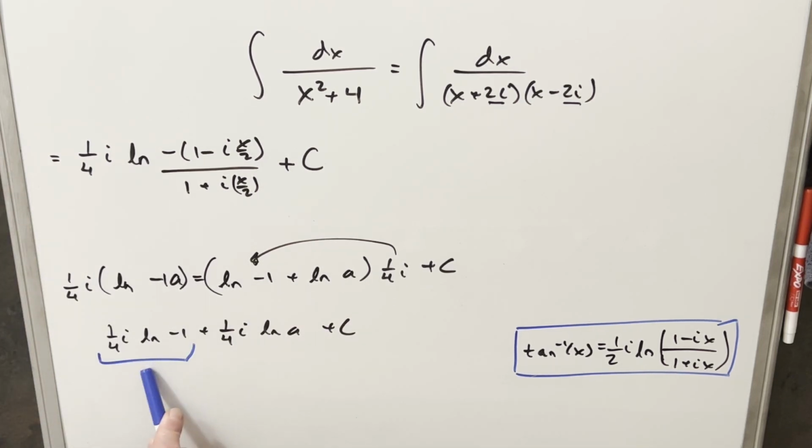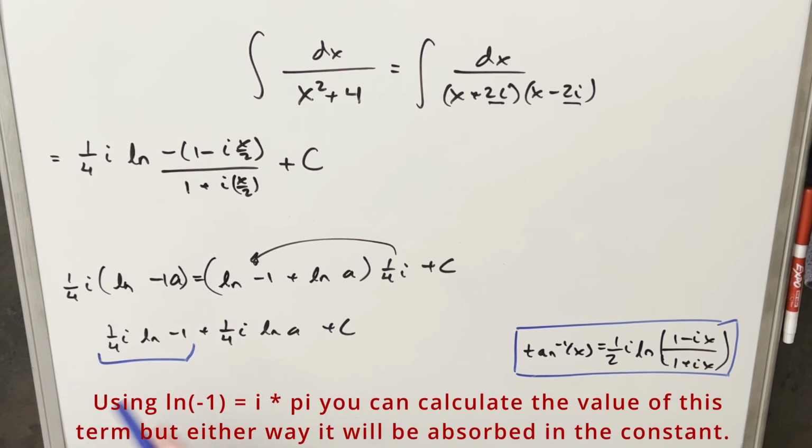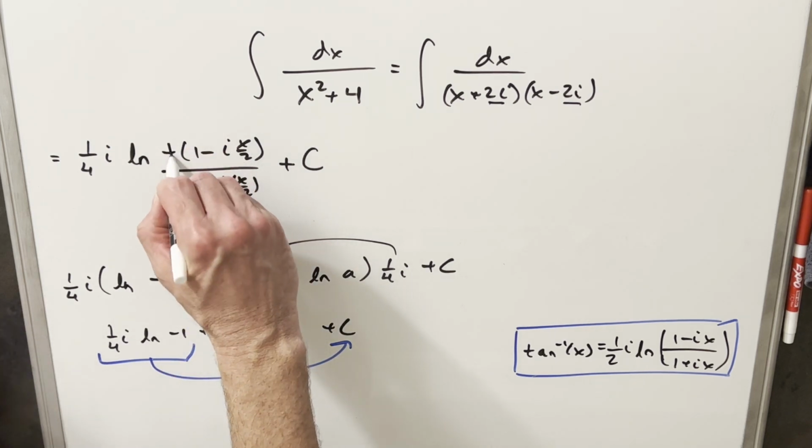But what's going to happen is this whole piece here is a constant value. There's no variable in this at all. So even though this might be a complex number, it doesn't matter. We can still absorb this in the constant. So by absorbing this expression into the constant, that's how I'm going to eliminate this minus right here.